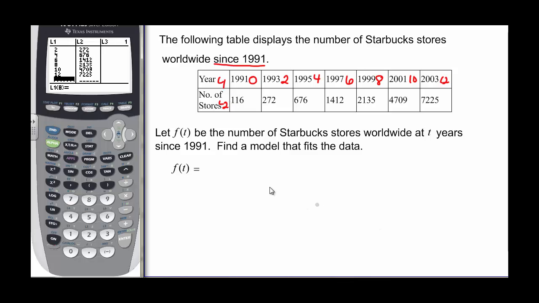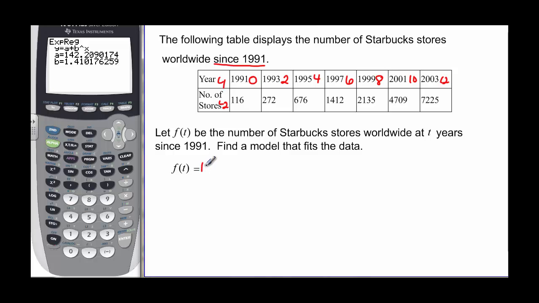So I've already put that in my calculator, and now I'm ready to just go find the regression. So stat, over to calculate, and 0. Exponential regression, so I'm going to see that it's exponential because I got a small number to a very large number very quickly. And when I find that exponential regression, I have 142.21 times 1.41 to the t.